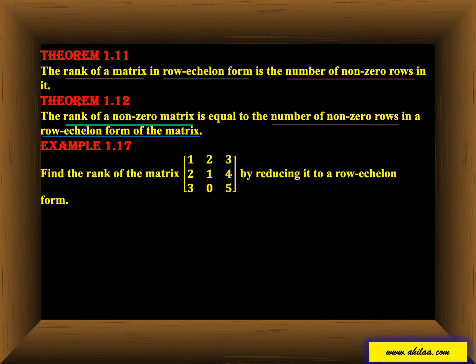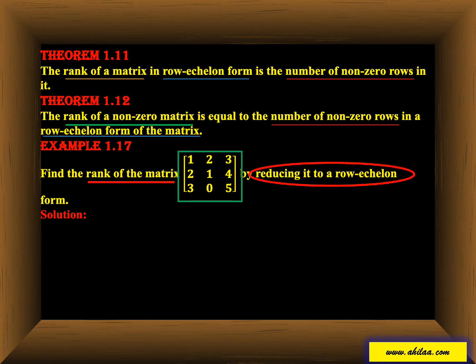Example 1.17. Find the rank of the 3 by 3 matrix 1, 2, 3, 2, 1, 4, 3, 0, 5 by reducing it to a row echelon form. Here a 3 by 3 matrix is given. We need to find the rank of the matrix after reducing it to a row echelon form. Let A be the given matrix.